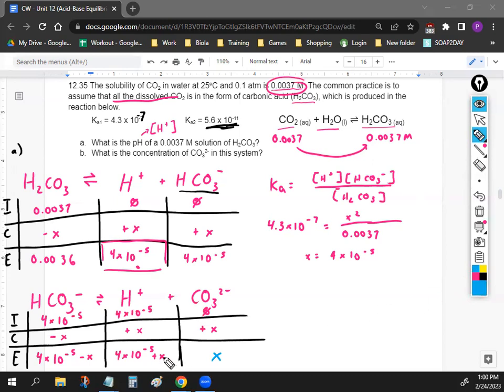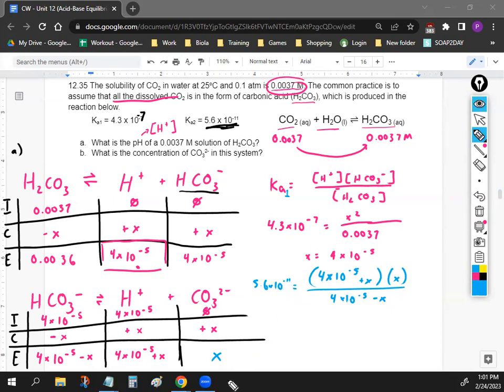All right, so we've got our values. We're just going to be solving for X, and that will allow us to find our answer. Same thing, but we're going to take Ka2 this time. This was Ka1, now we're solving for Ka2. Ka2 is equal to 4 times 10 to the negative 5 plus X, times X, divided by 4 times 10 to the negative 5 minus X. This is starting to look like a really ugly problem, right? Then we'll replace Ka2 with 5.6 times 10 to the negative 11.